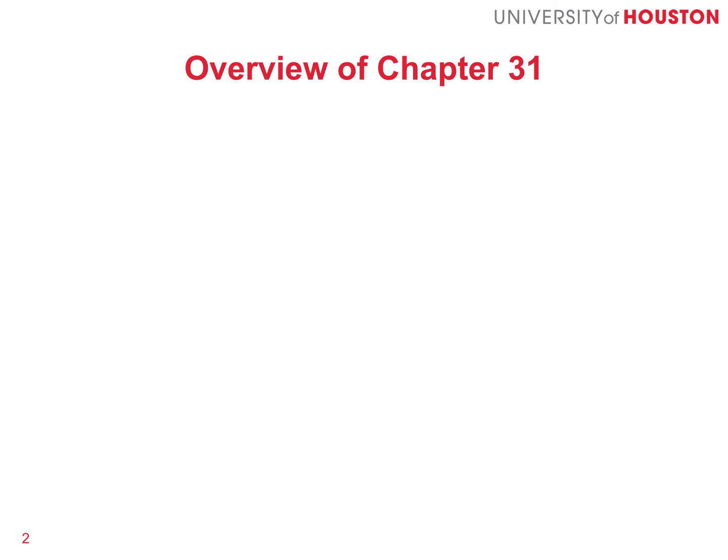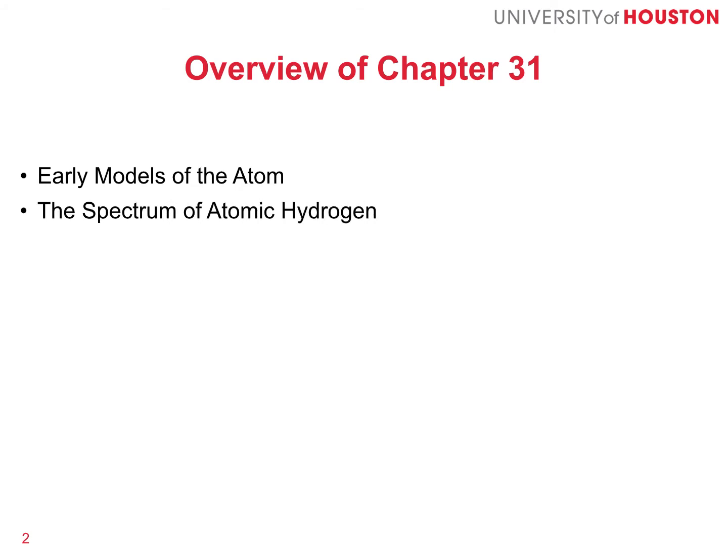We will first talk about early models of the atom and how it was initially understood. We will then talk about the spectrum of atomic hydrogen and how that led to developments in a better understanding of the atom. We'll then move on to Bohr's model of the hydrogen atom, talk about de Broglie waves and how they relate to Bohr's model.